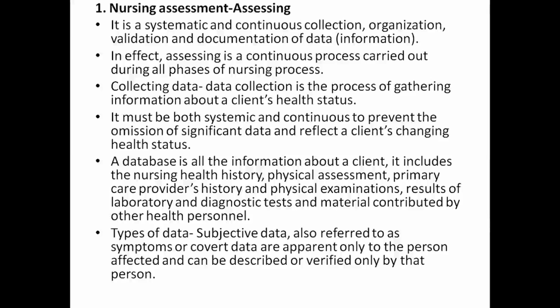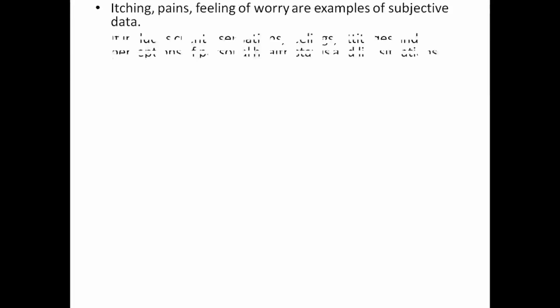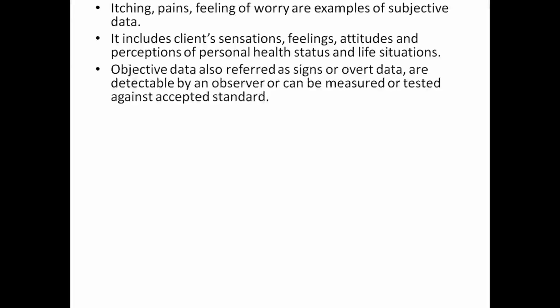Types of data include subjective data. It is also referred to as symptoms or covert data, which are apparent only to the person affected and can be described or verified only by that person. Itching, pain, and feelings of worry are examples of subjective data. It includes client sensation, feeling, attitude, and perception of personal health status and life situation.